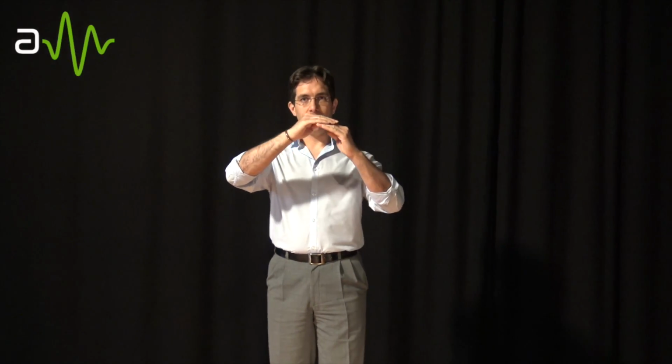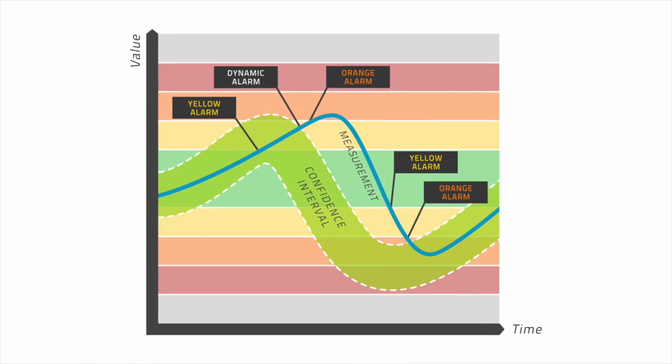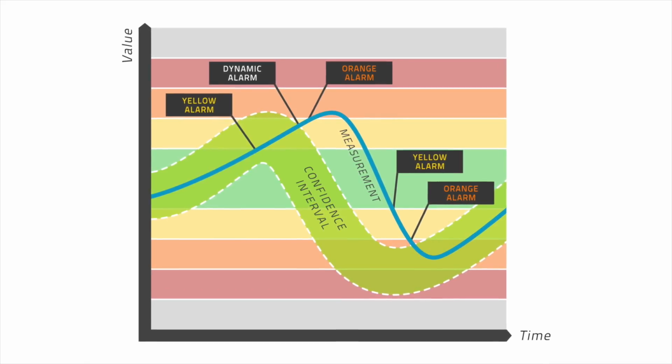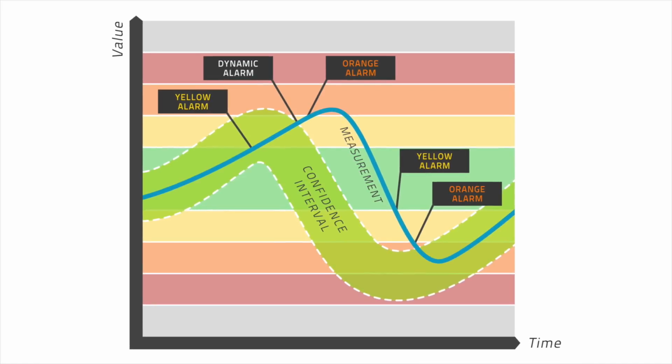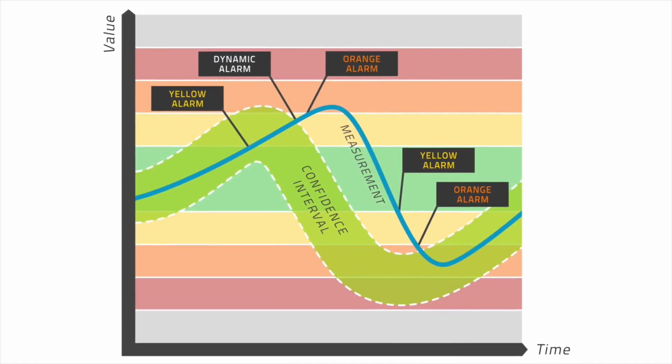So you see the two lines that used to be the same drifting apart, and as soon as the drift is larger than the confidence interval, then you get the alarm that it's an unhealthy state.